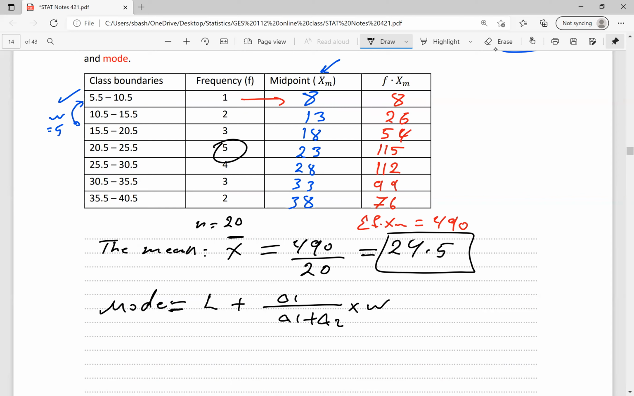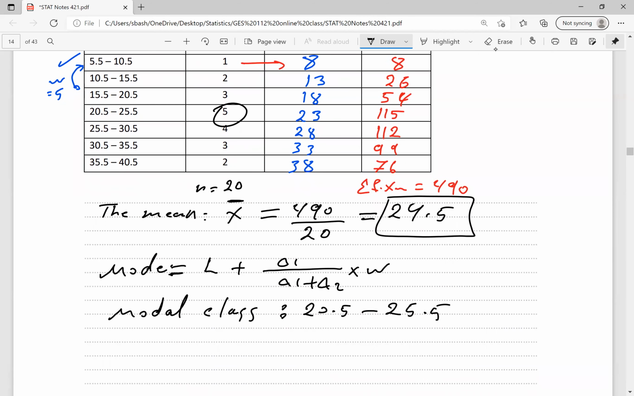So the modal class is 20.5 to 25.5. Now from the modal class, I will take the lower boundary. So L is the lower boundary, it is 20.5. This is L, the lower boundary of the modal class.